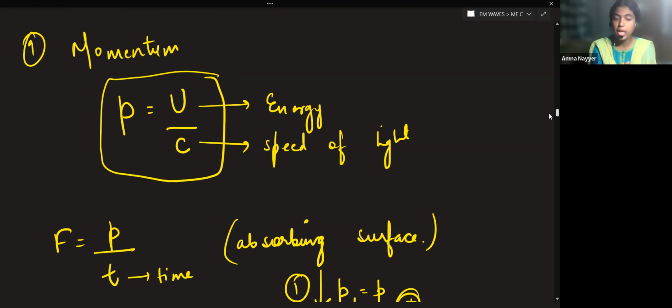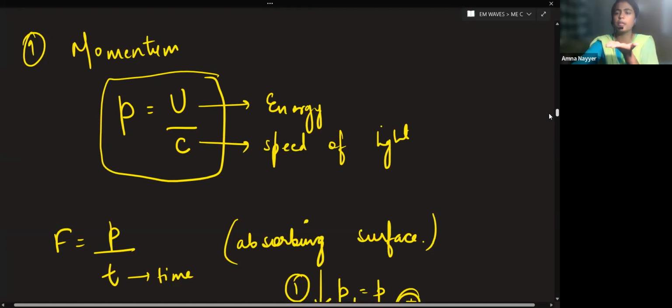That is fixed. Now, force for an absorbing surface, we had seen F is equal to P by T. This is normally Newton's second law: force is the rate of change of momentum. So from there, here we have the formula of force as P divided by T. This is for an absorbing surface. Absorbing surface means light, an electromagnetic wave, has struck the surface.